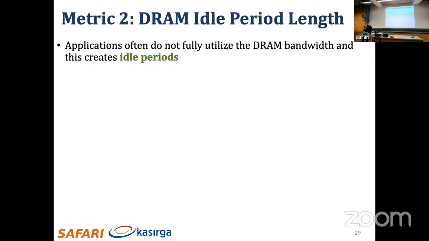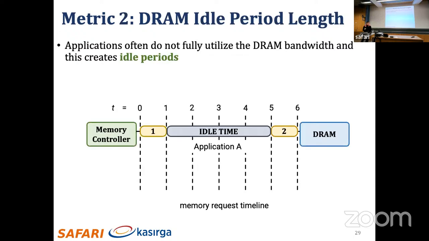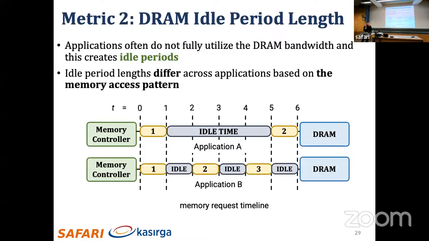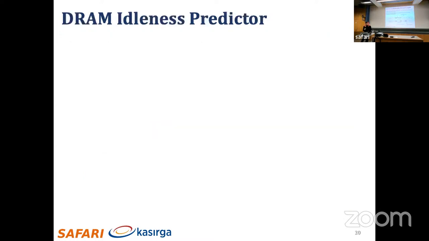Applications often do not fully utilize the DRAM bandwidth, and this creates some idle periods. Lengths of these idle periods differ between applications based on the application's memory access pattern, and we can categorize these idle periods into two classes based on their lengths. The DRAM idle period length metric is used to determine if a channel will be idle long enough to generate random numbers without any overhead in the near future. And it helps the mechanism to avoid short idle periods.